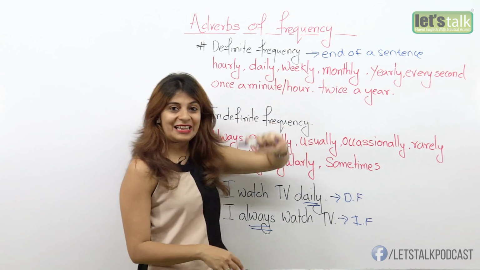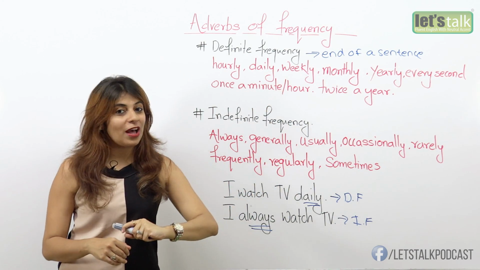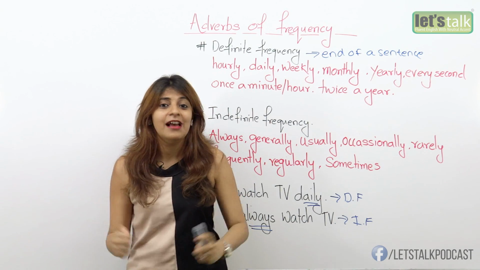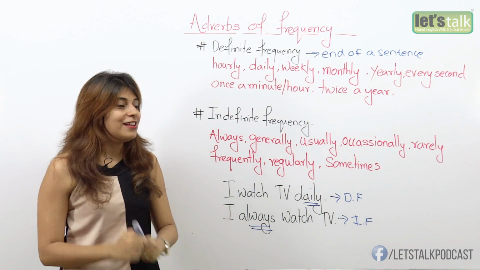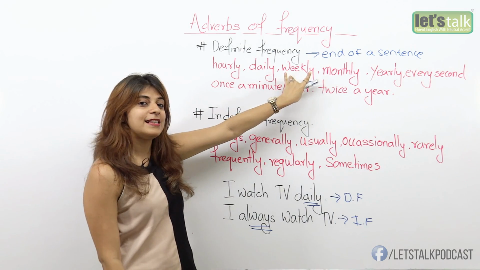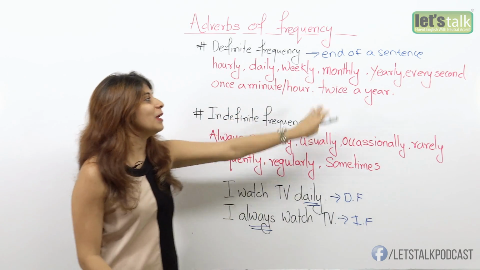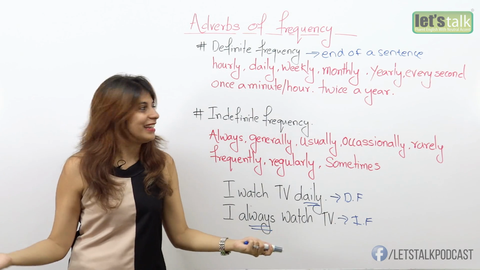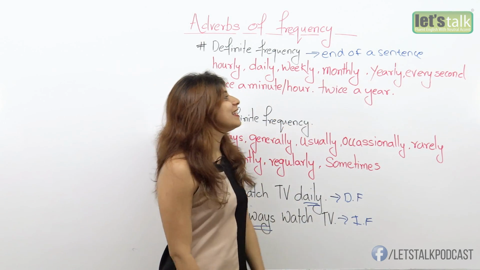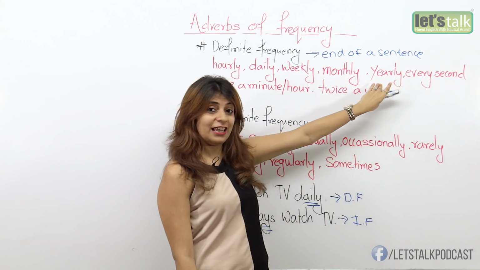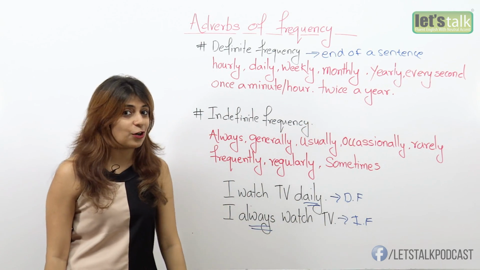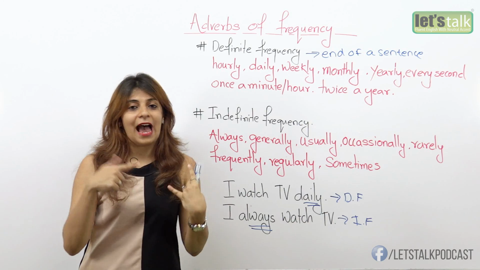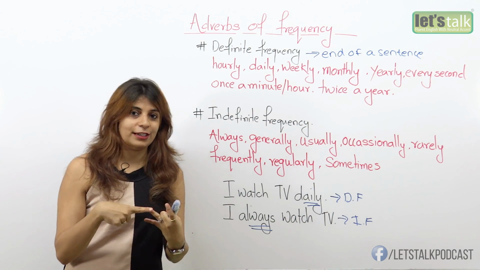Then we have weekly. I go for my yoga classes weekly. Yes, I am a fitness freak. I love to do yoga, so I go for yoga classes weekly. Then we have monthly. I get my salary check monthly. Yes, I do. So that's monthly. Yearly: I pay my taxes yearly or annually. Both are correct. Either you can use the adverb yearly or annually.